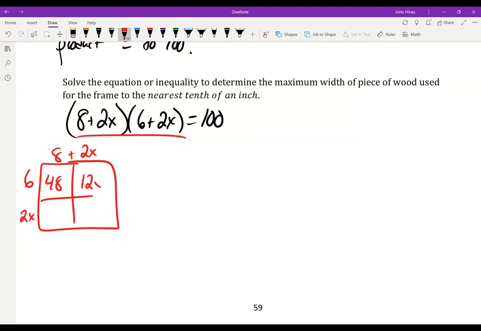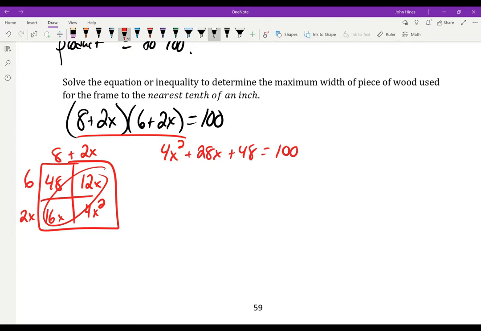So 4 times 12x. It's been a while since we've multiplied. We've been too busy factoring and completing the square. So 4x squared plus 28x plus 48 equals 100.